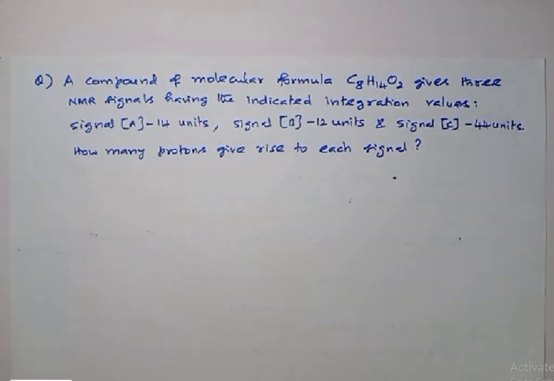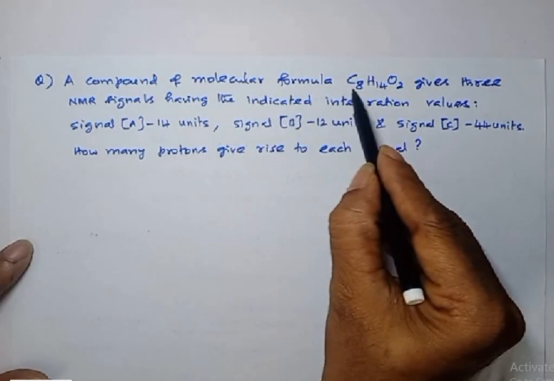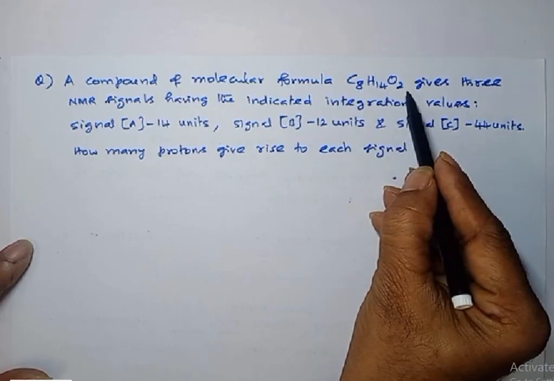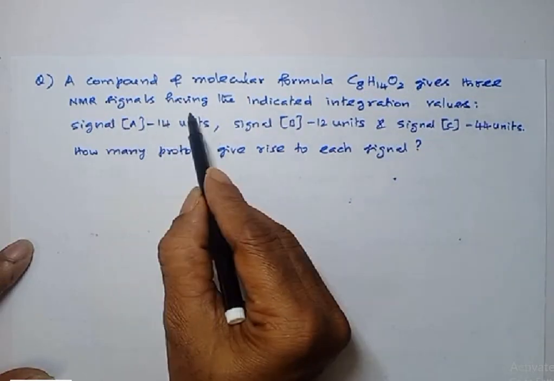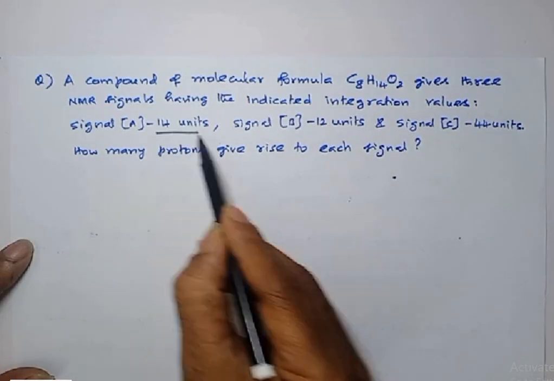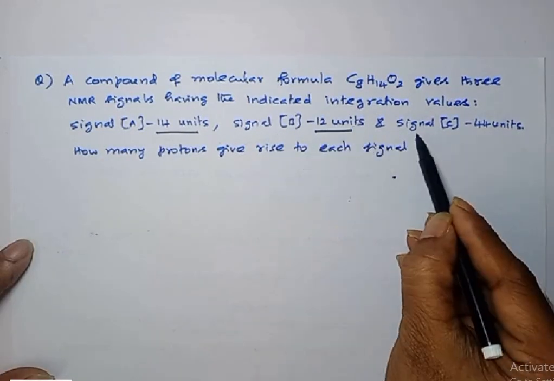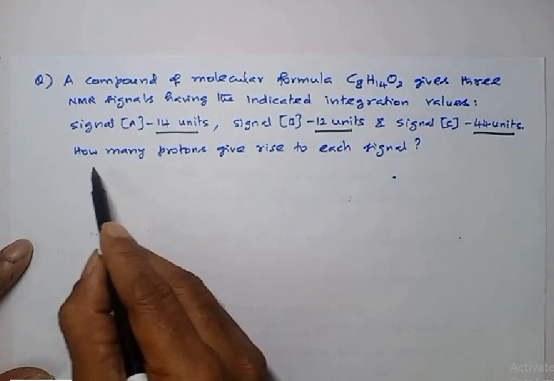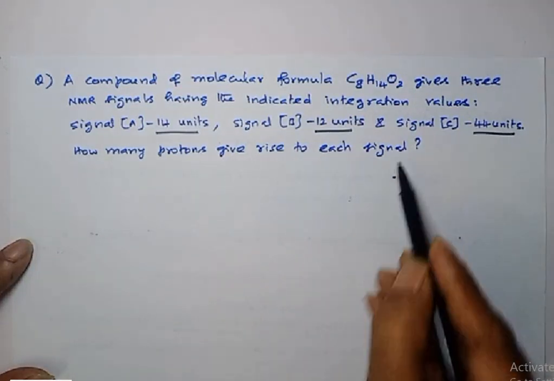See, I have given a similar question. A compound of molecular formula C8H14O2 gives 3 NMR signals having the indicated integration values. Signal A 14 units, signal B 12 units, signal C 44 units. How many protons give rise to each signal?